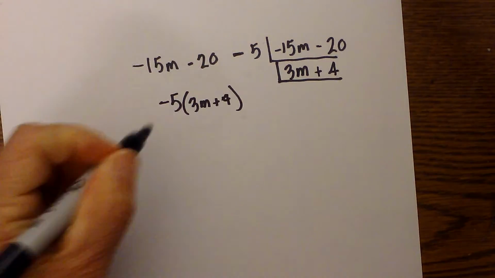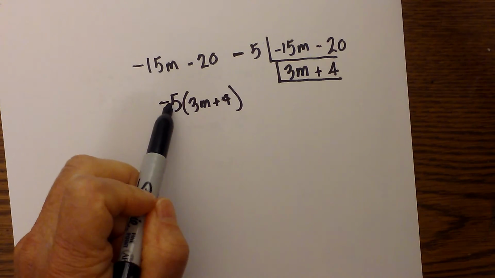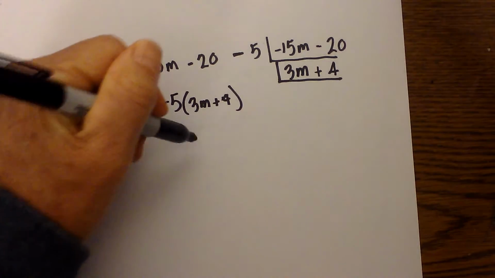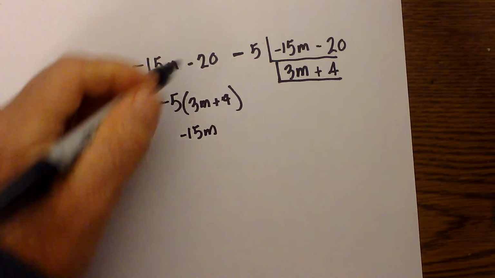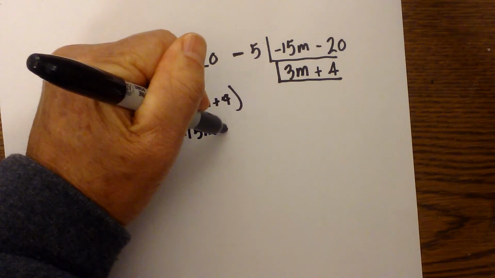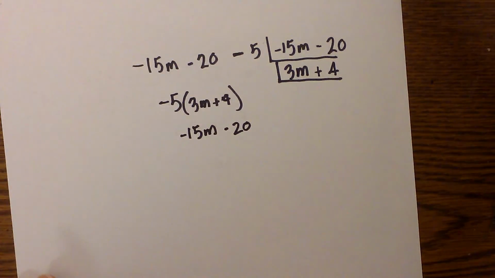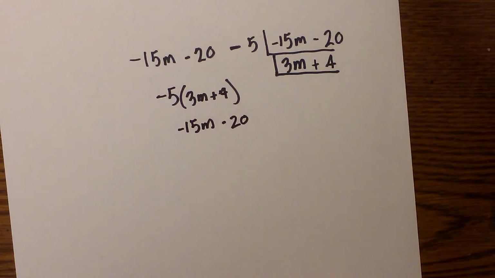Okay? Now I can check my work. Negative 5 times 3m is negative 15m, and negative 5 times positive 4 is negative 20, and that gives me what I started with.